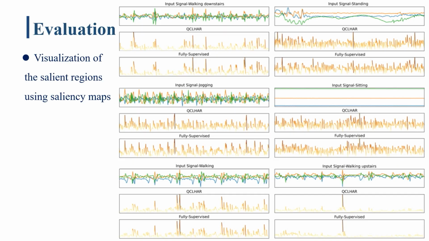So you can see here we compare different activities with our data, and also show the feature for the fully supervised and our proposed method. You can see we get a similar pattern for the different datasets. That means our feature extraction is better and similar to the supervised solution.